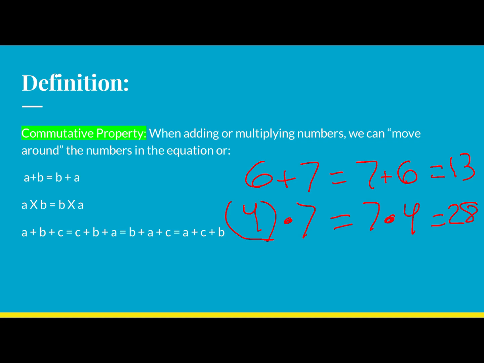However, if we wanted to look at subtraction, if we look at 6 minus 7, this does not equal 7 minus 6, because 6 minus 7 is equal to -1, and 7 minus 6 is equal to +1. So we know that the commutative property only works with addition and multiplication.